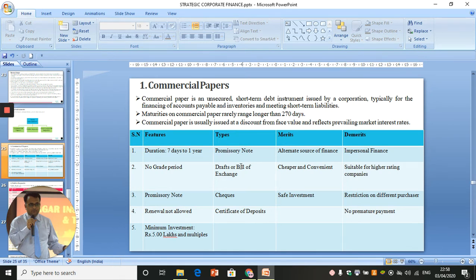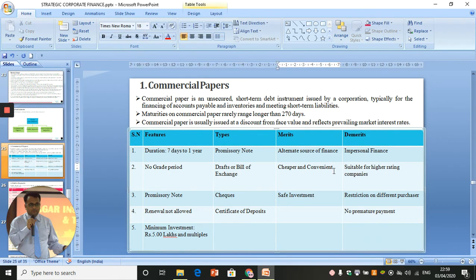Types: promissory note, bill of exchange, cheque, certificate of deposits. So these are there. Then merits: an alternate source of finance, a cheaper and convenient method, a safe investment. Safe because it is issued by higher rated corporates only. Otherwise, that is not allowed. Because high rated corporates, the blue chip companies, normally don't default on their payments. So it is considered a safe investment. Cheaper and convenient also, because the company doesn't have to search for anyone.